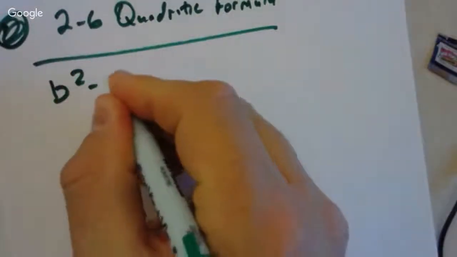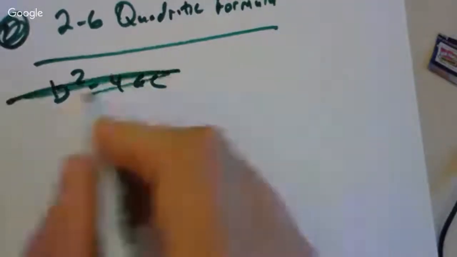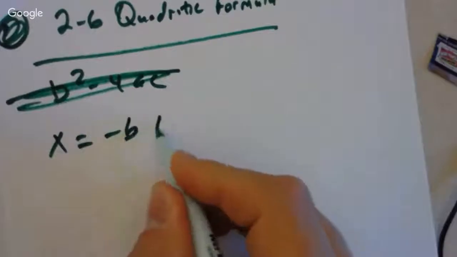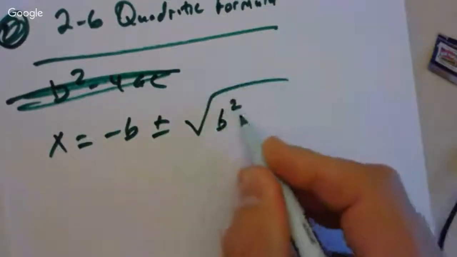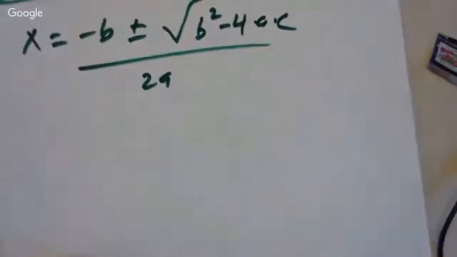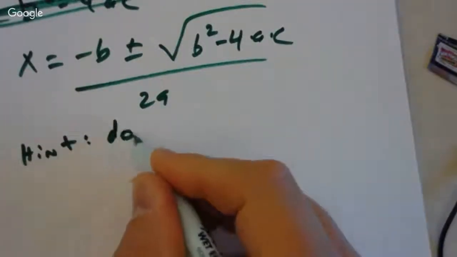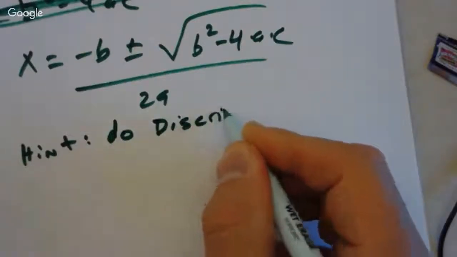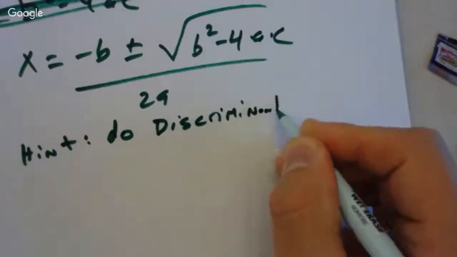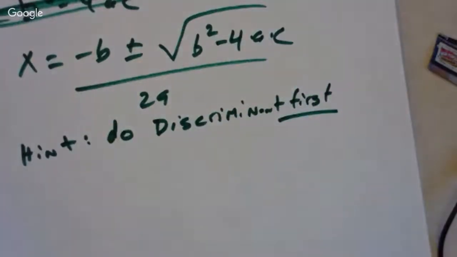Our friend b squared minus 4ac. X is equal to negative b plus or minus the square root of b squared minus 4 times a times c, all over 2a. Here's my hint to you: do the discriminant first. Why did I teach you that way? Because I want you to do the discriminant first.